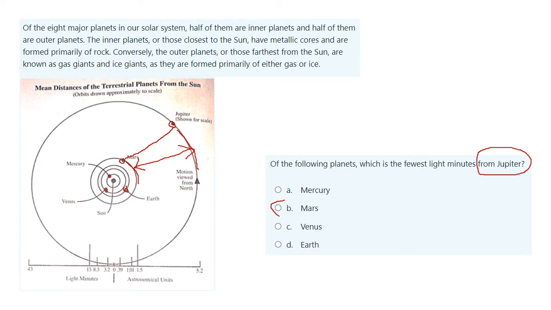Make sure you do answer the question carefully. If you don't read the question carefully, you might have thought which is the closest to the sun, the fewest minutes from the sun, or the closest to the Earth. But the question says the closest to Jupiter.